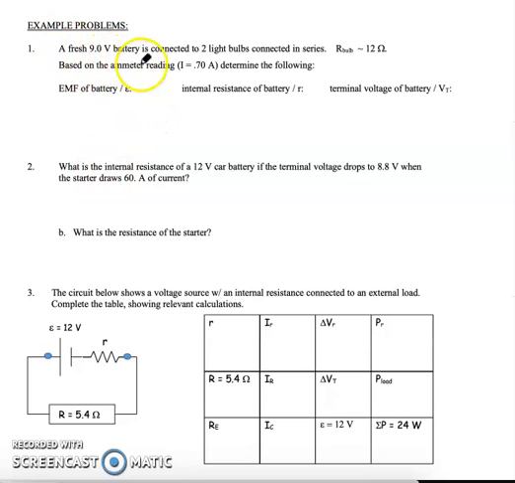So I've got a fresh 9-volt battery that's connected to, let's just say, one light bulb. And the resistance of that light bulb is 12 ohms. And then when we hook up an ammeter, we read it as 0.70 amps. And we want to ask the following questions. What's the EMF, internal resistance, and terminal voltage? And you don't have to do these necessarily in any order.